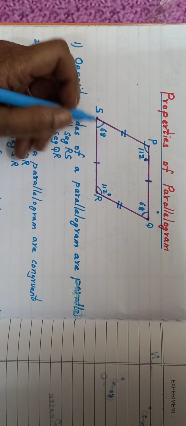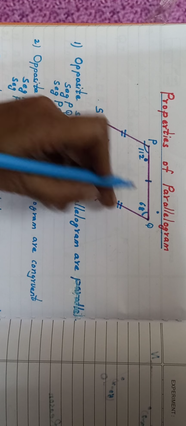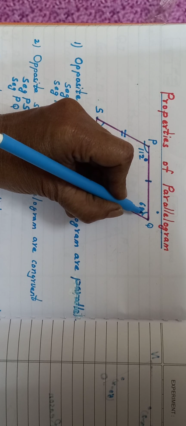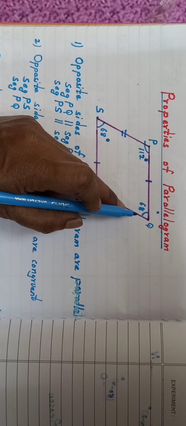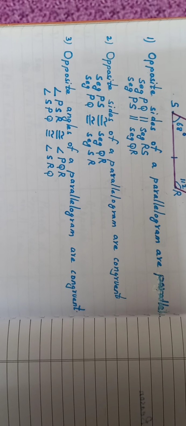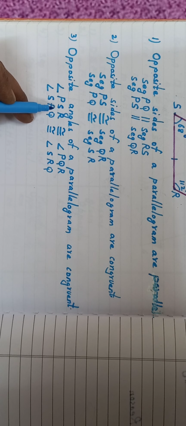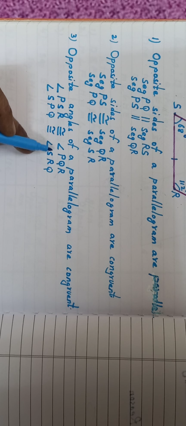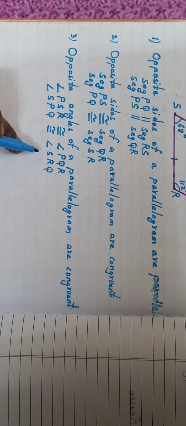Same way here angle S is 68 degree and here angle Q is also 68 degree. So here these two angles are congruent to each other. So here I have written opposite angles of a parallelogram are congruent. So angle PSR is congruent to angle PQR and angle SPQ is congruent to angle SRQ.